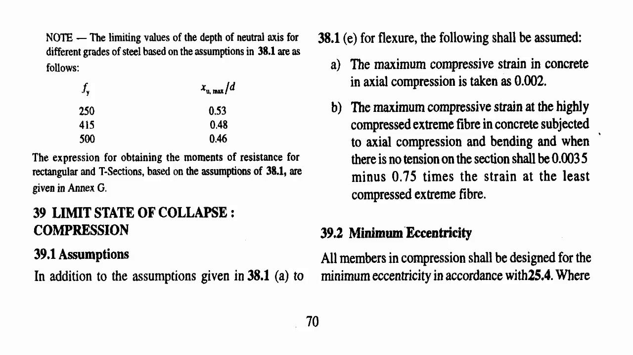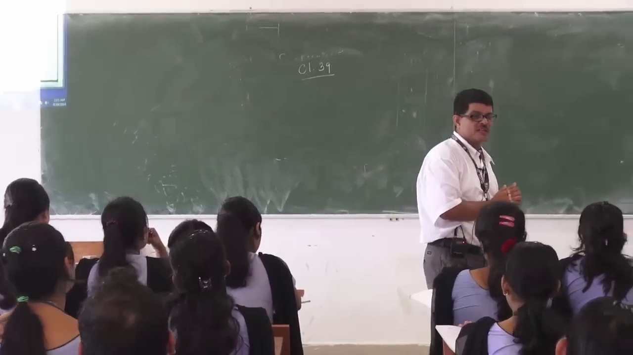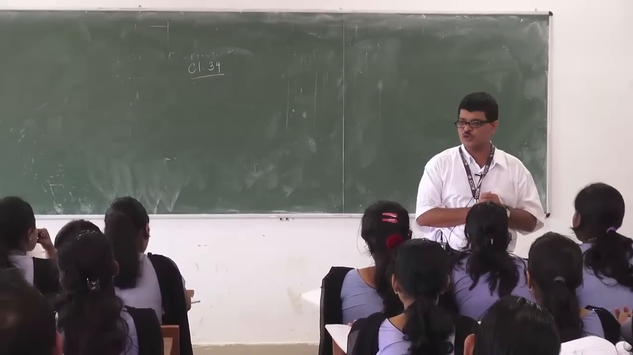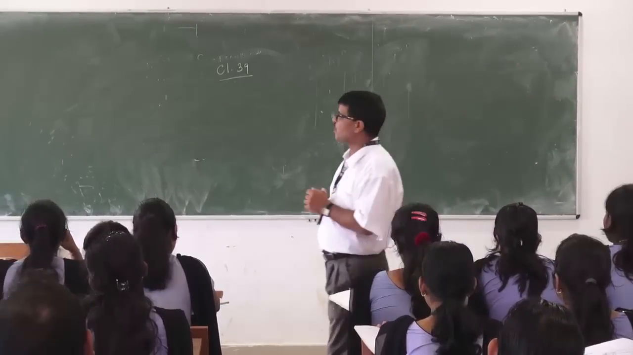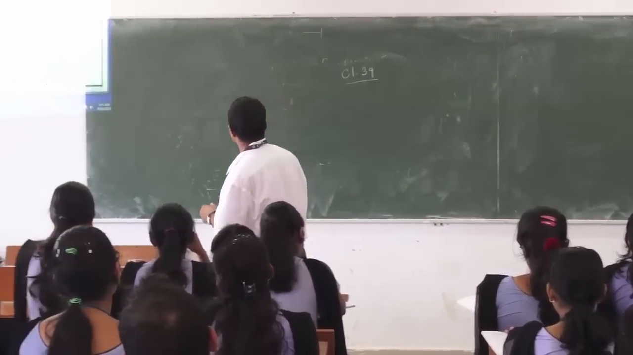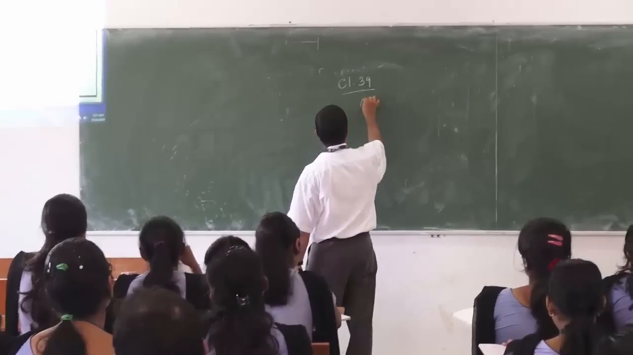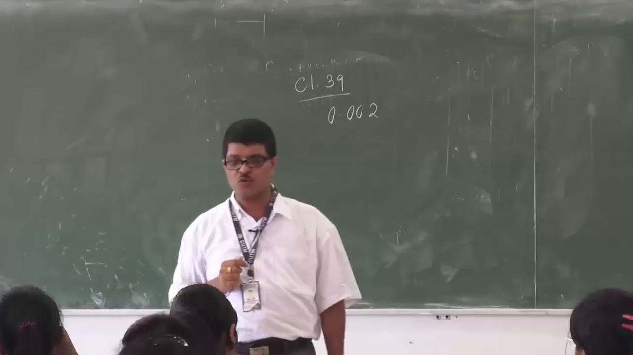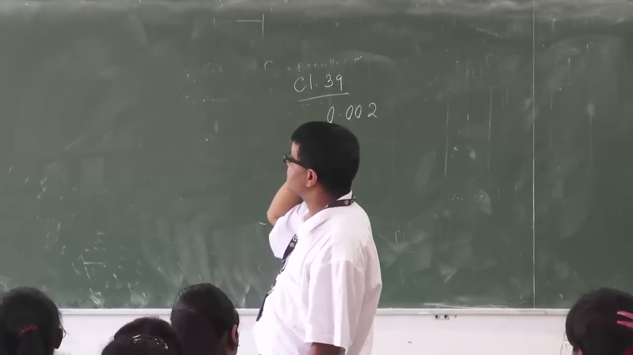So the maximum strain, as you have seen, in bending in compression was 0.0035. Now here in case of axial, this value is 0.002. This is the maximum strain. Beyond that it cannot go. Okay, that is the assumption.